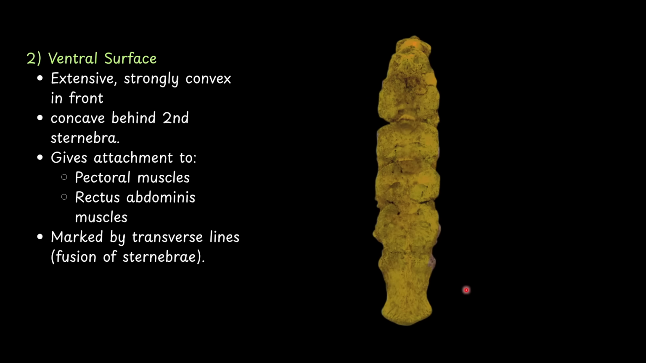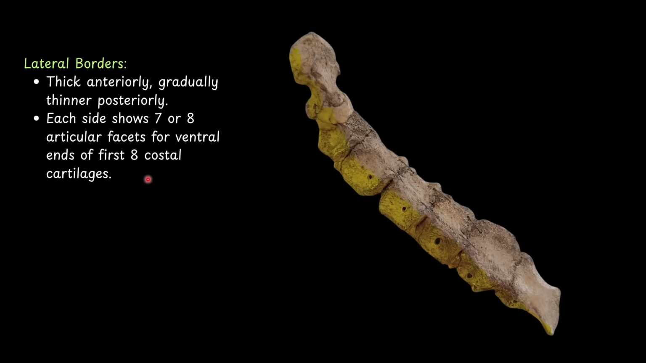Ventral surface: extensive, strongly convex in front, concave behind the second sternebrae. It gives attachment to the pectoral muscles and rectus abdominis muscle, marked by transverse lines, fusion of sternebrae. Then lateral borders. You can see lateral borders, thick anteriorly, gradually thinner posteriorly.